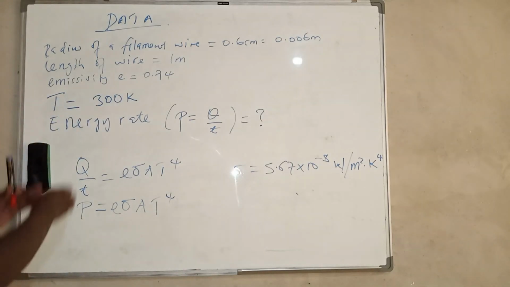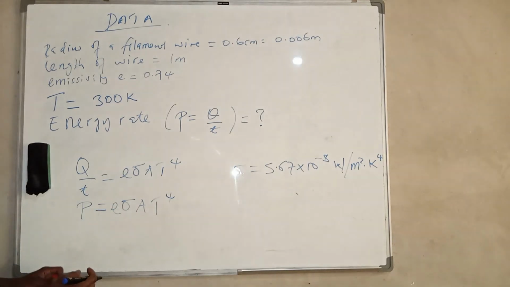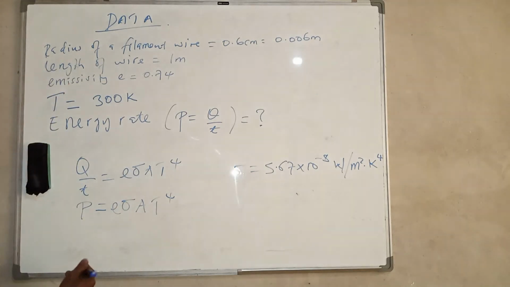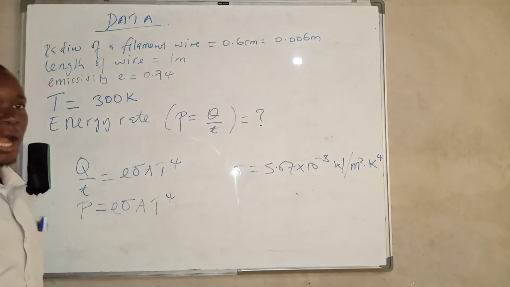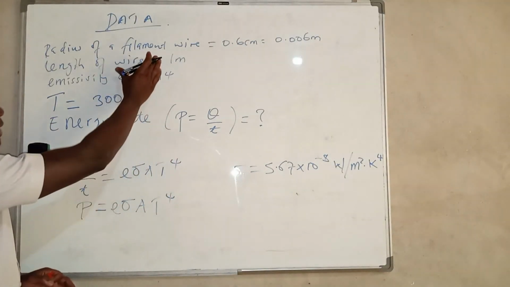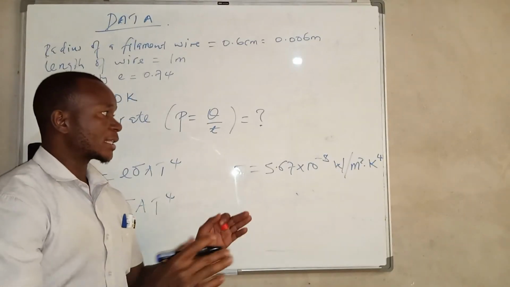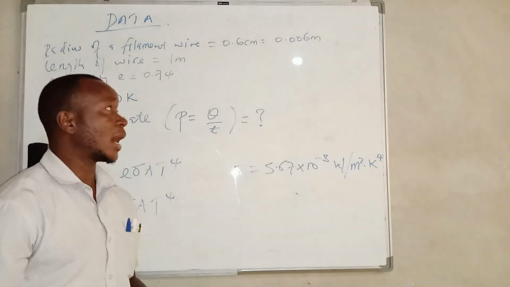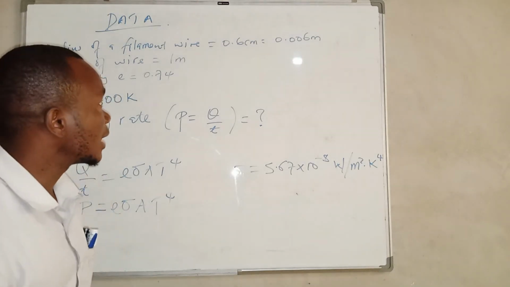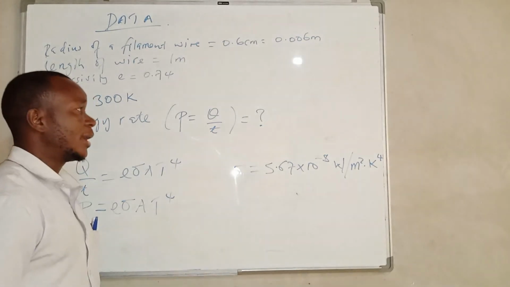So now, looking at the information that we have, the area and the temperature we have. So what we need to find is simply the area. And how are we going to calculate the area? We have been given the radius of a filament, and when we hear of the radius, we need to think of something like a circle. Something circular is what has a radius.